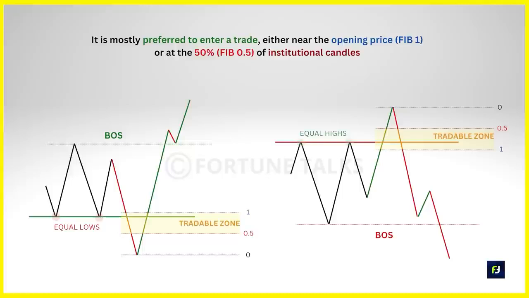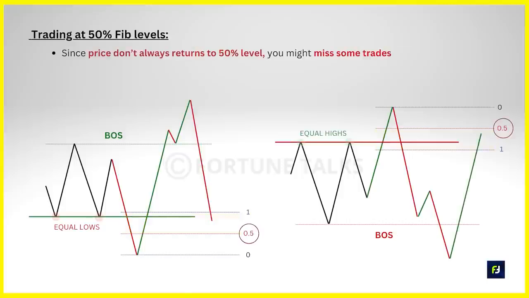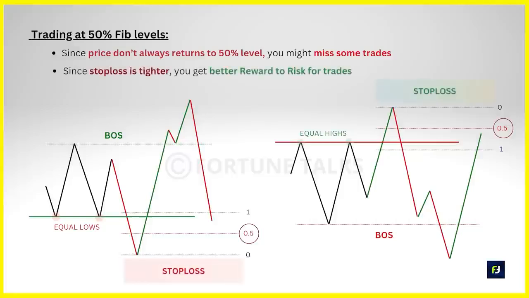Now, where to take a trade entry is entirely up to you, depending on whether you are aggressive or conservative in your approach. But let me tell you, if you plan to take trades at 50% of the institutional candles, then you might miss some of your entries because price doesn't always return to the 50% level. But on the upside, if your limit order or market order is executed at the 50% level, then you will definitely get a better reward to risk ratio.